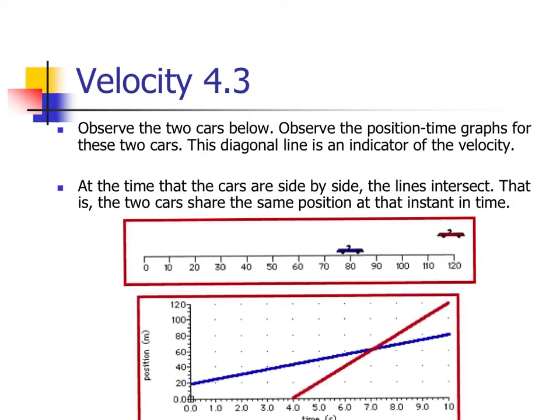We at no time have any understanding whether or not they are ever going the same speed. They are crossing paths at 60 meters at a time of 7 seconds. That does not mean they are going the same speed at that point. Their paths are just crossing. The slope of those two at that point is definitely different from each other.